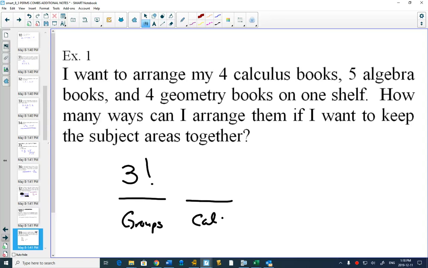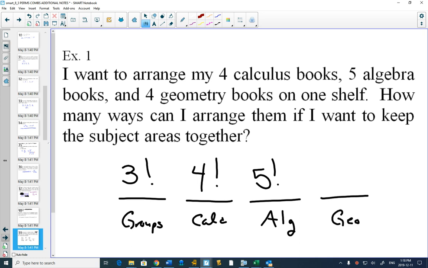Then, once I've decided how many groups, my next decision is to go to one of my groups, let's say my calculus group, and say, now I need to arrange my calculus books. How many calculus books do I have? 4. How many ways could you arrange 4 books? 4 factorial ways. Next decision, my algebra books. How many algebra books do I have? 5. How many ways could you arrange 5 algebra books? 5 factorial ways. And finally, my geometry books. There's 4 of them. Could be arranged in 4 factorial ways.